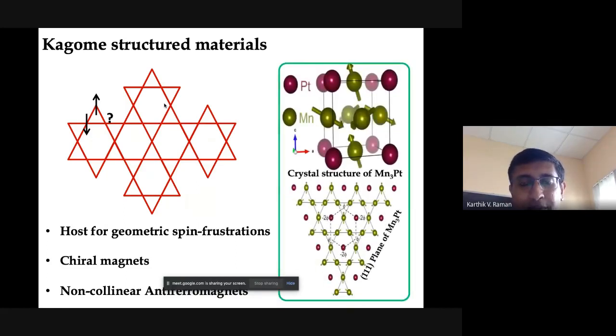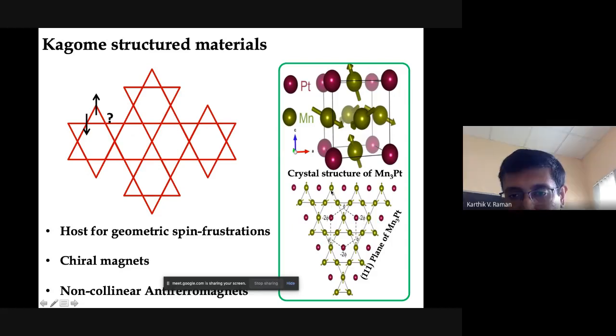So we are primarily talking about a system called Mn3Pt, a manganese 3 platinum system, which is a cubic structured system. If you take a 111 plane of this system, which is what is shown here, the 111 plane of Mn3Pt, you can see these are nothing but atoms of manganese arranged in a Kagome network, and these are centered by certain platinum atoms, which are high spin orbit materials essentially.